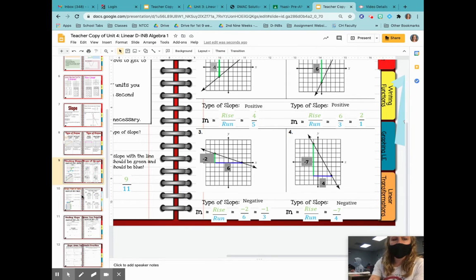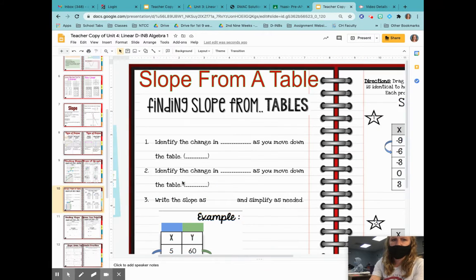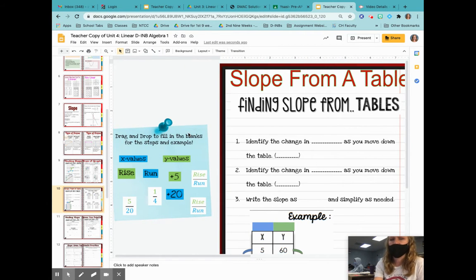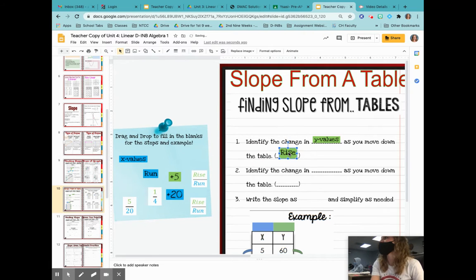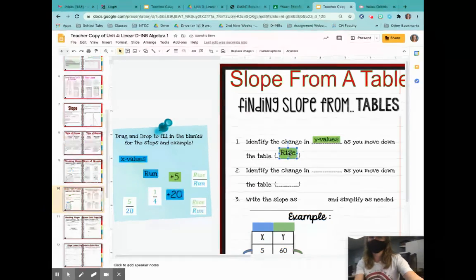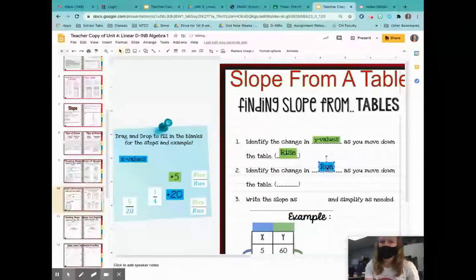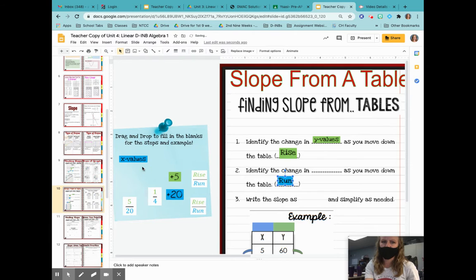So let's look at slope from a table now. Go to slide 10. Finding slope from tables. Identify the change in, we have a word bank over here. You're going to find the change in the y values. When you do your y values, that is your up and your down. So that is your rise. And then identify the change in the run. Oh, in the x values, which is your run. There we go.